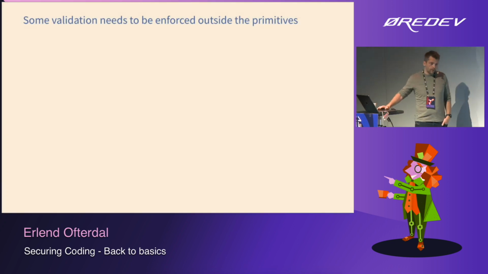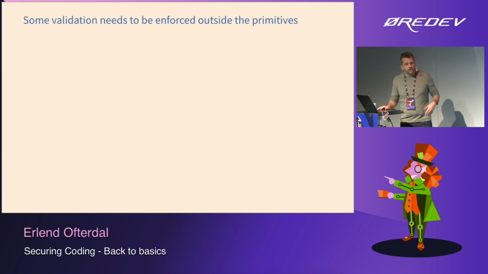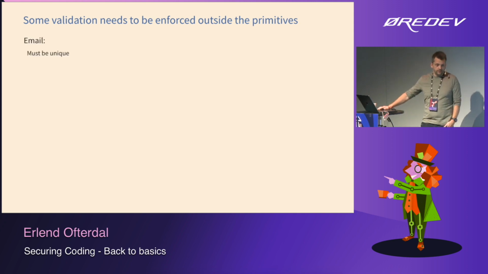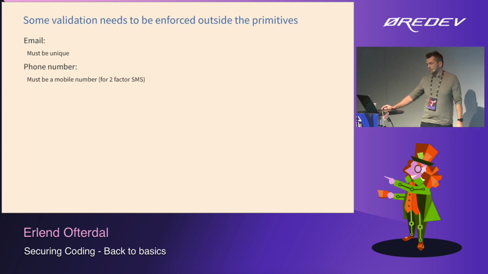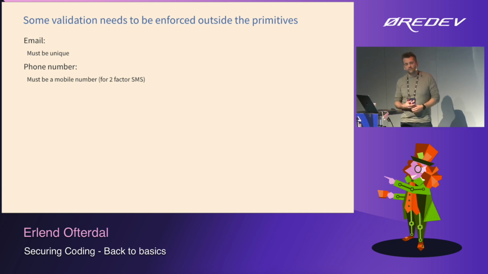But there's some validation that we can't put in the primitives. So for instance, let's say we have an email address, and it must be unique in the system. That's not something the primitive itself can know. It can't know if it's unique or not. It can only know the syntax. A phone number has to be a mobile phone number. Well, what is a mobile phone number? How do we know if a phone number is a mobile phone number?